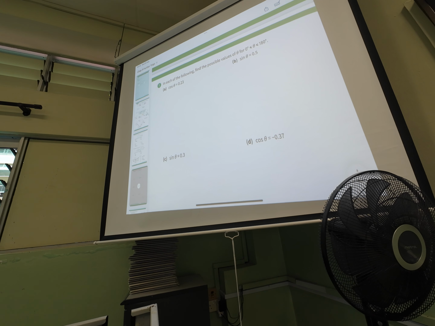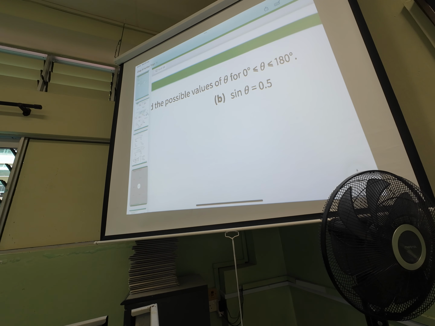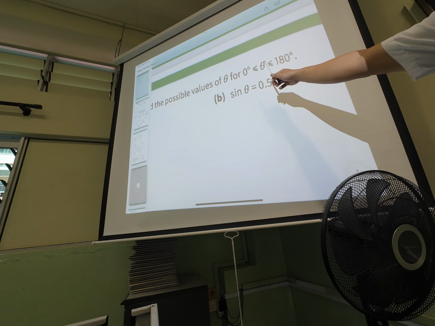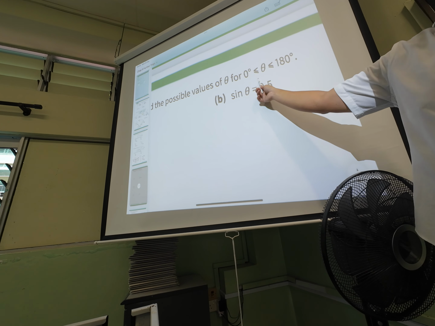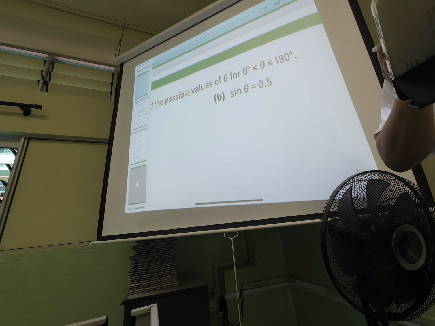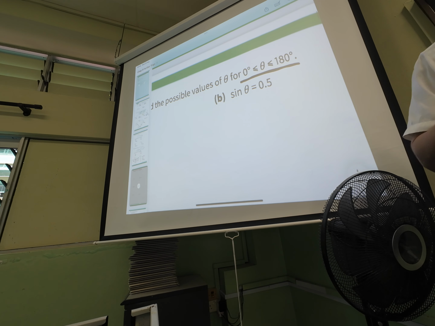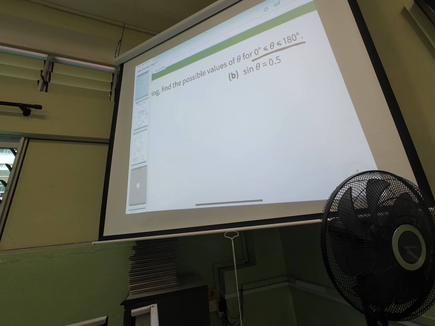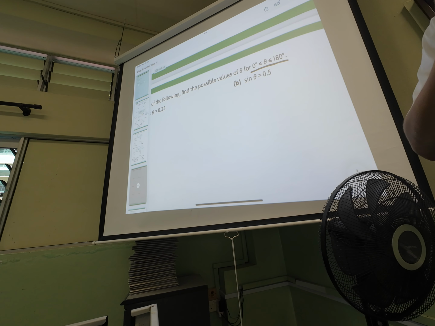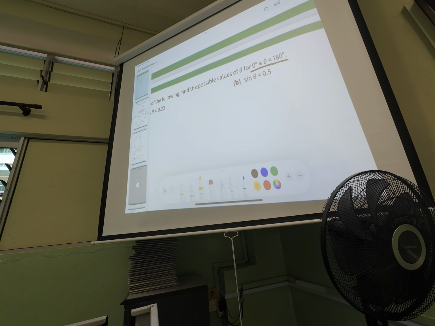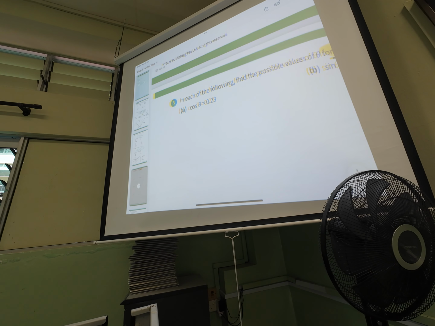Okay, then your question 5. This one is another one that recently also just came out in your national exam. They want you to find the possible values of theta. Then they tell you this angle can be between 0 and 180. This line is very important. So highlight this line first, then later I come back to it.